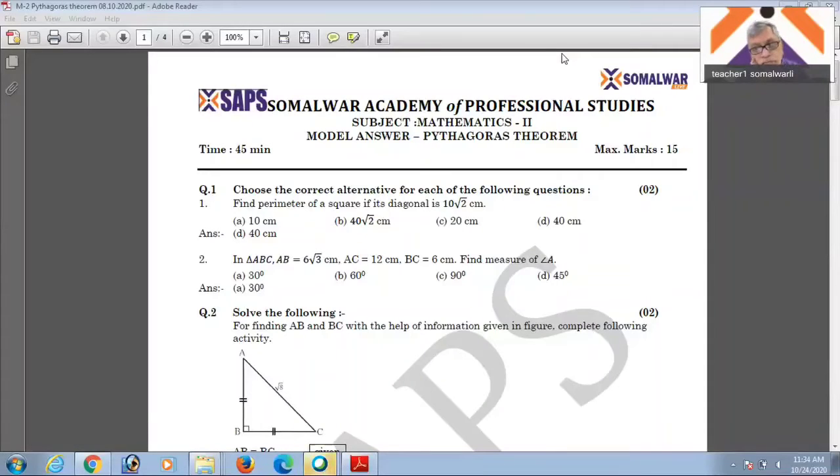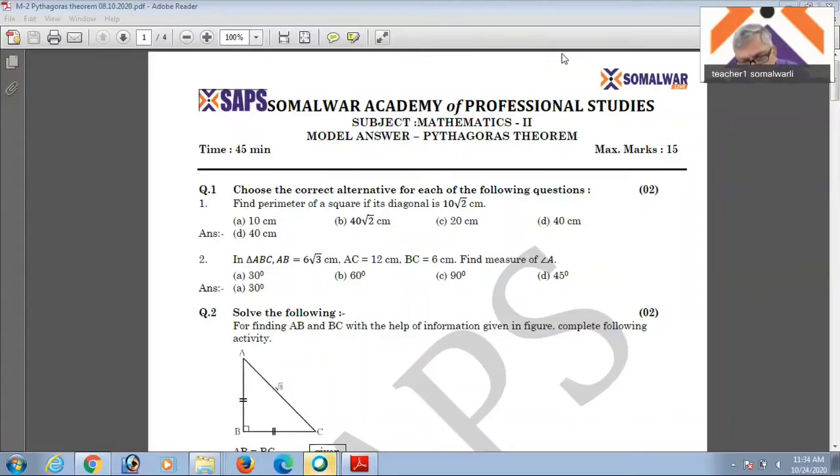Pythagoras theorem is nothing but: there is a square on the hypotenuse. The area of that square will be equal to the sum of the squares on the other two sides. This is the Pythagoras theorem statement. It's not application.